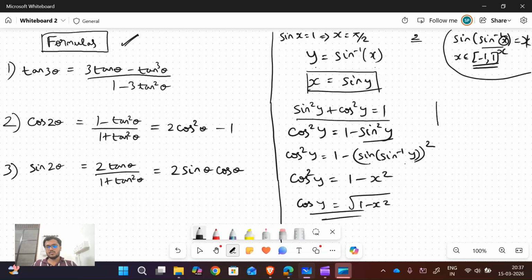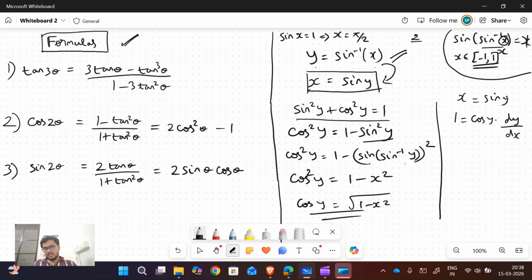Very simple only. Like you can just get this from sine square x plus cos square x equal to 1, this formula. Understood? Now what is the actual motto of this? We have to differentiate this, right? So we converted this to this. So x equal to sine y. When you differentiate this, you'll get 1 is equal to, what is the differentiation of sine? Cos. So cos y into dy by dx.